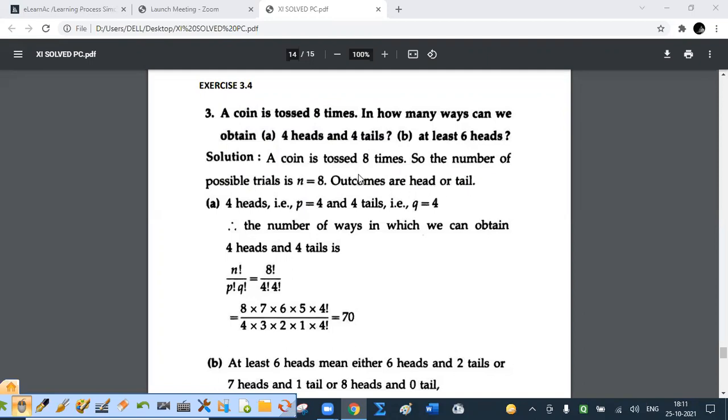Solution: a coin is tossed 8 times, so the number of possible trials is n equal to 8. Now outcomes are either head or tail, provided it's a fair coin. So 4 heads means remaining 4 tails. So number of ways in which we can obtain 4 heads and 4 tails is n factorial upon p factorial into q factorial. That is 8 factorial upon 4 factorial into 4 factorial. On simplification, you get 70.